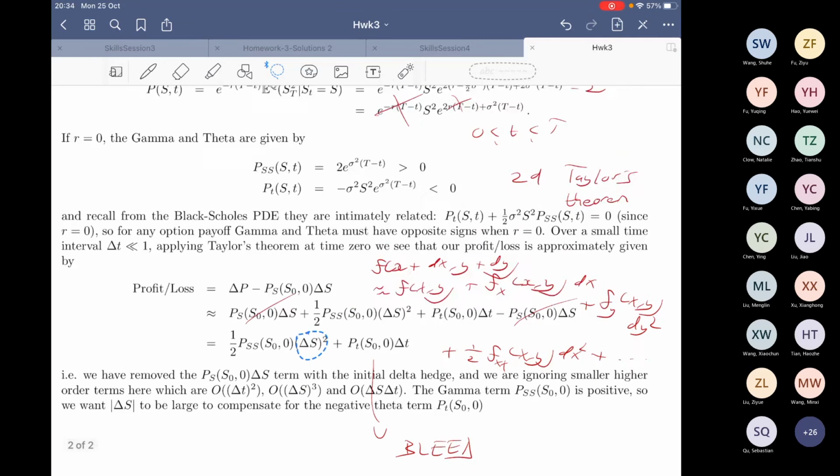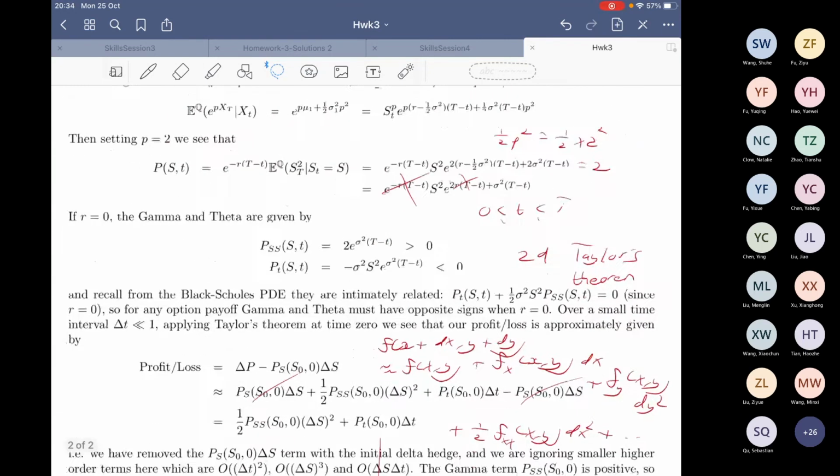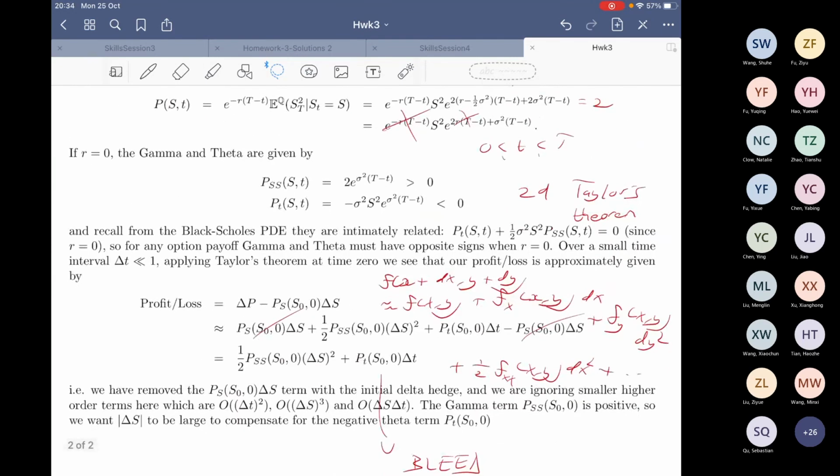And often in practice, they wouldn't generally be trading S_T squared contracts. They would be trading, for instance, a barrier option, or even just a standard European option. Remember, for a standard European option, whether it's a call or a put, the gamma is actually positive. So you would be in the case where the gamma is positive and the theta is negative. So that's all for these questions.